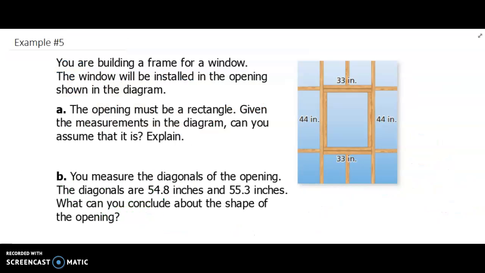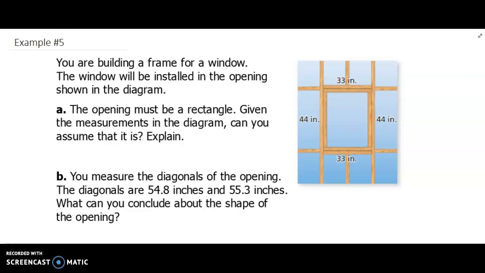All right, let's look at example 5 now. Okay, it says you're building a frame for a window. The window will be installed in the opening shown in the diagram. Okay, so part A, it says the opening must be a rectangle. Given the measurements in this diagram, can you assume that it is? Explain. So I want you to look at this, and you really have to look at it. And I need you to decide, do we know for sure whether or not this is a rectangle?